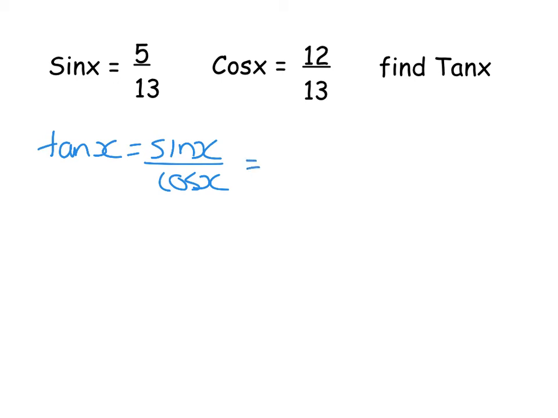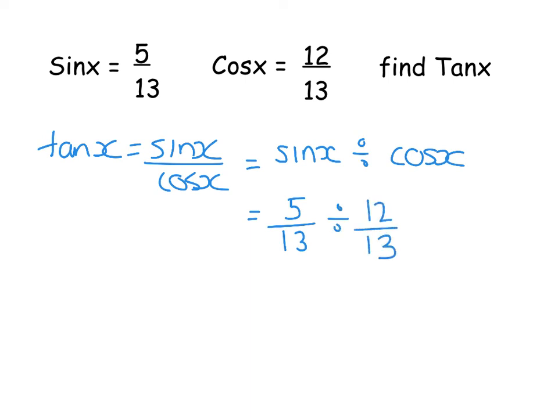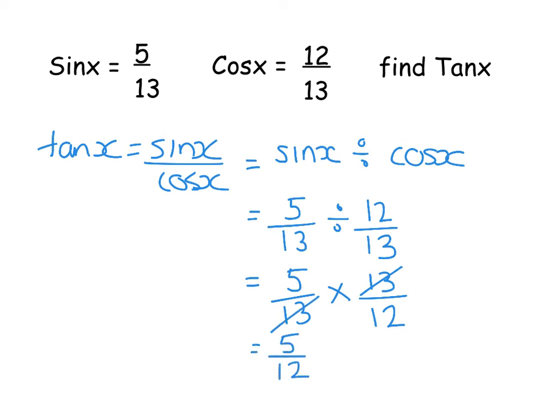But another way of writing sin divided by cos is writing it left to right as that. And people forget you can do that with fractions. So writing it like that, I'm now going to replace sin and cos with those fractions. So I've got 5 over 13 divided by 12 over 13. Now remember, when dividing fractions, you keep the first one, change the sign, flip the second one. Keep it, change it, flip it. And then you've got a 13 and a 13 that will cancel out, leaving you with 5 over 12.